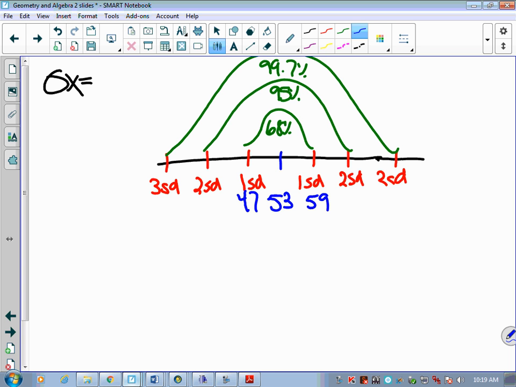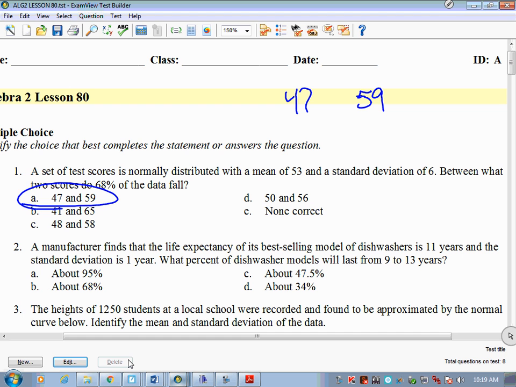If they were asking for how much of the data is in 95%, I would have to add another 6, which would give me 65. And I would have to subtract another 6, so that would be 41. So if they said what range of values holds 95% of the data, we would say between 41 and 65. Does that make more sense? We're getting it now, hopefully a little bit. So if you have to, go back and redraw that bell curve.